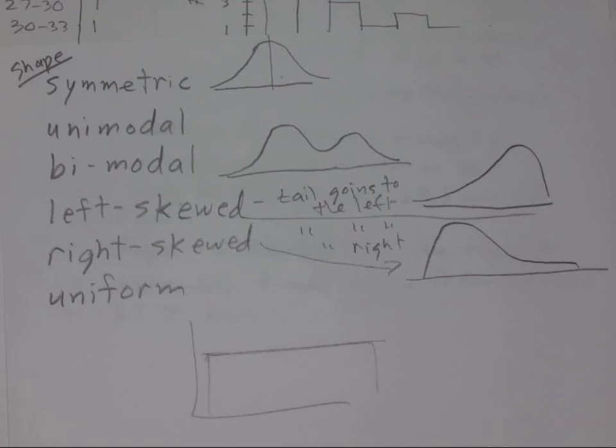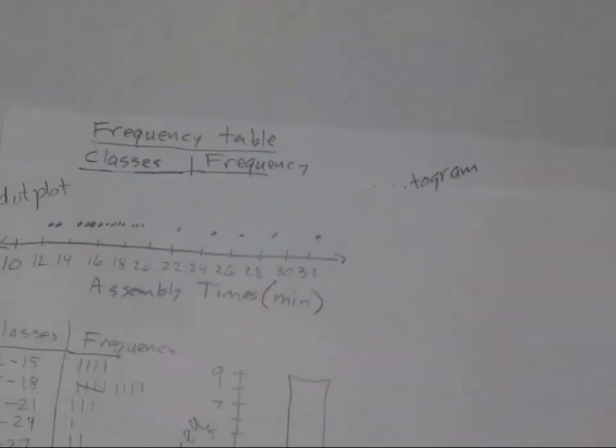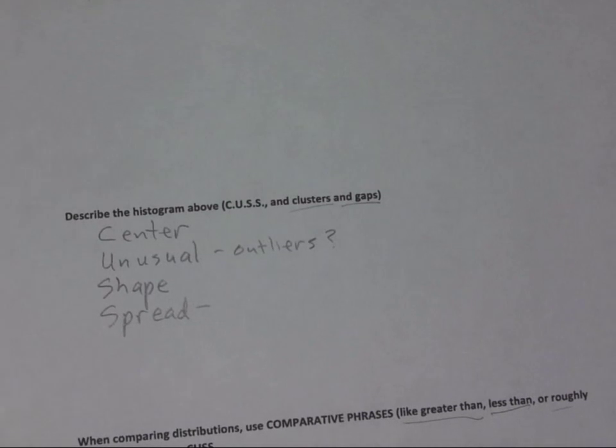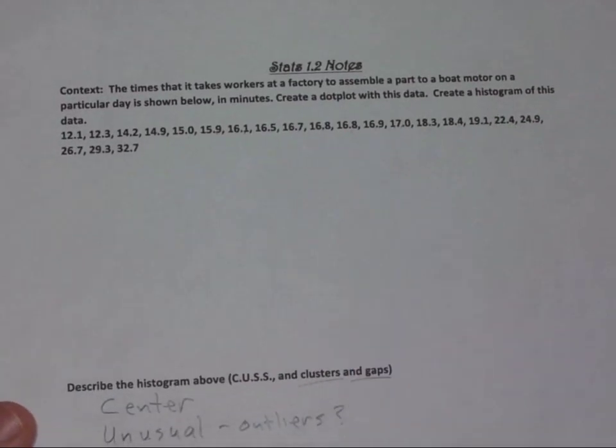But shape is a little ambiguous. And outliers, we're going to have a formula that picks out outliers, so that's kind of straightforward. Shape is a little bit subjective. So that is really the heart of the section, being able to discuss and being able to do a histogram and dot plot.